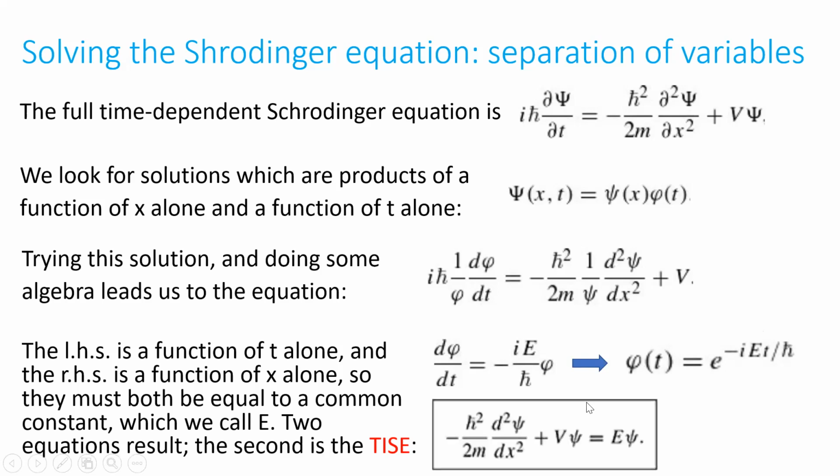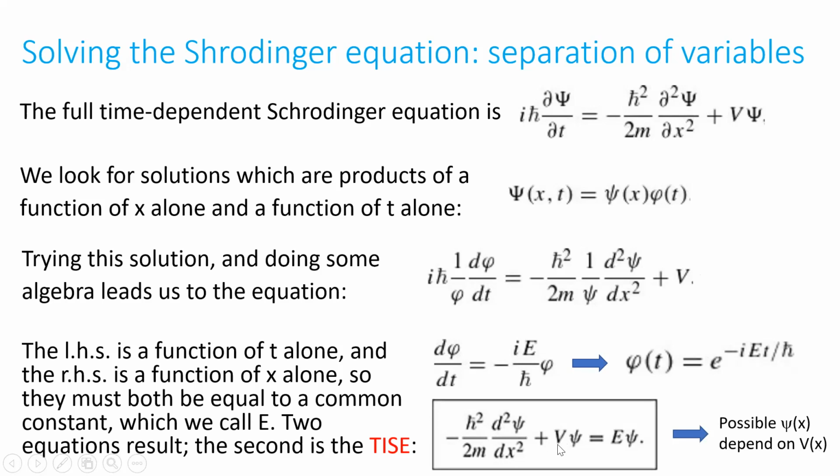The other equation we get, which comes by taking this part here and setting it equal to E, and then just multiplying through by little psi, is this equation here, which is almost as famous as the time-dependent Schrodinger equation. It's the time-independent Schrodinger equation. So you can see time doesn't appear here, and we don't know the solution to this until we specify the potential V of x.